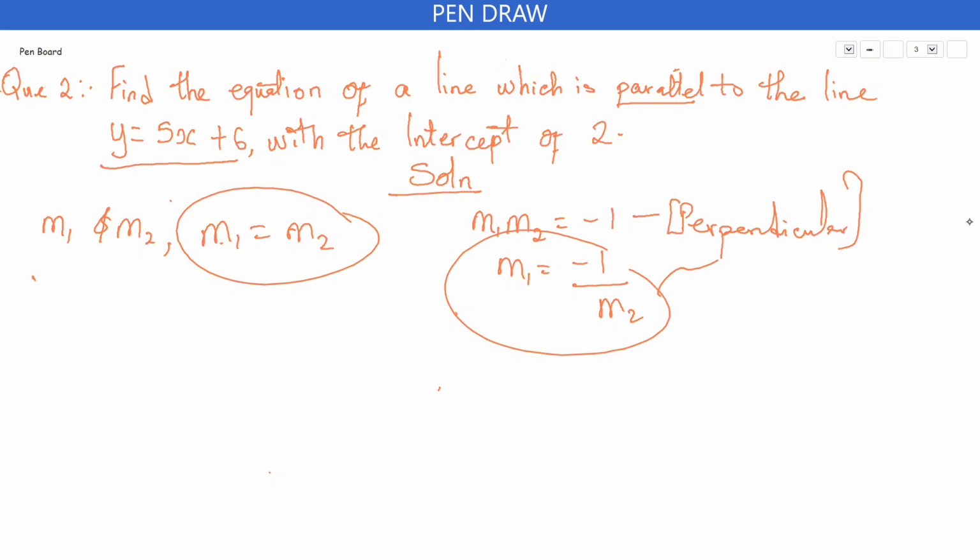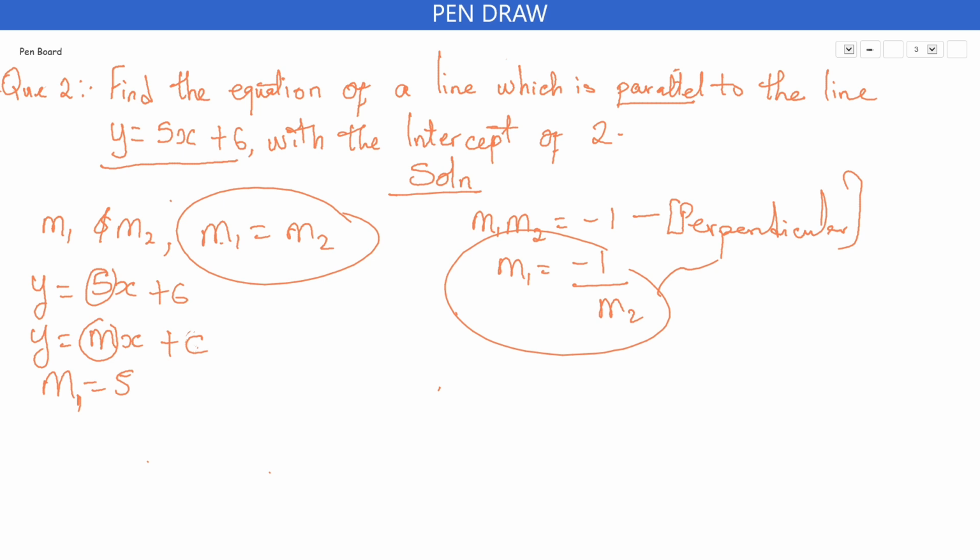Now they give us y is equal to 5x plus 6. The equation of a line is equal to mx plus c, sorry. Good. So we know the equation of a line is equal to mx plus c. Do you get? So that means our m here is equal to 5. That means you can say m1 is equal to 5.